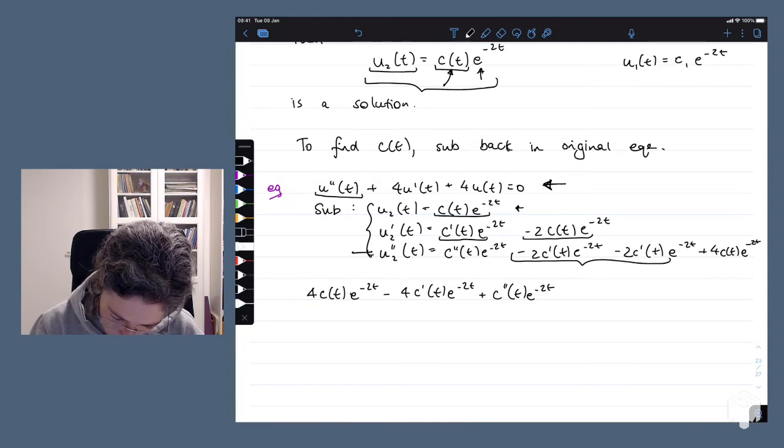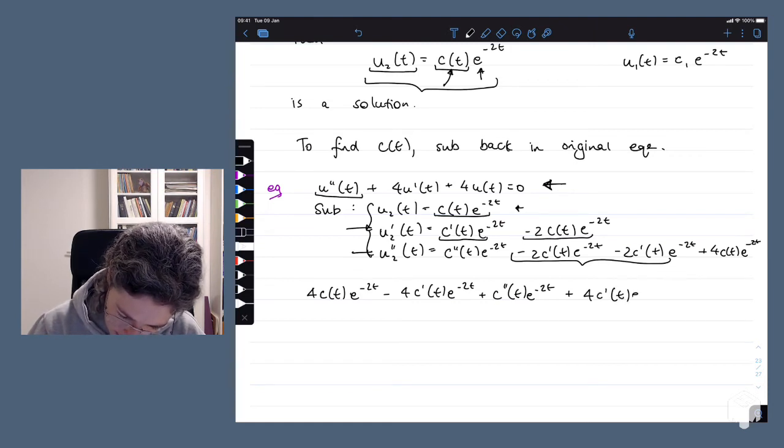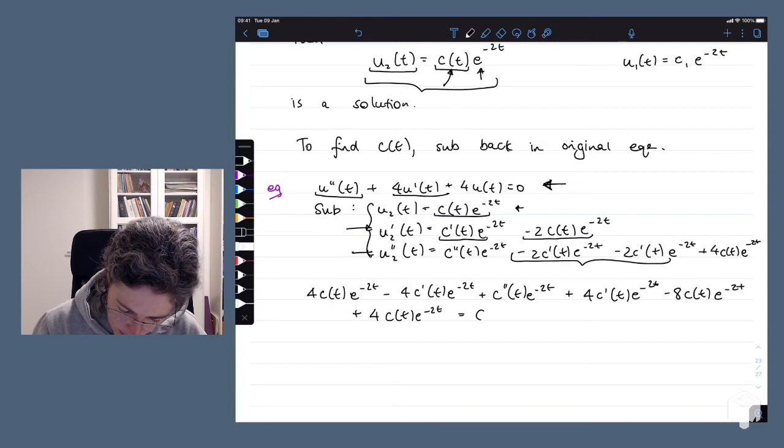Now I need 4 times this one over here. So that's plus 4c prime of t e to the minus 2t minus 8c of t e to the minus 2t. Okay, so that's this term done. And now finally I just need plus 4 times c of t e to the minus 2t. And we want this all to be equal to 0.